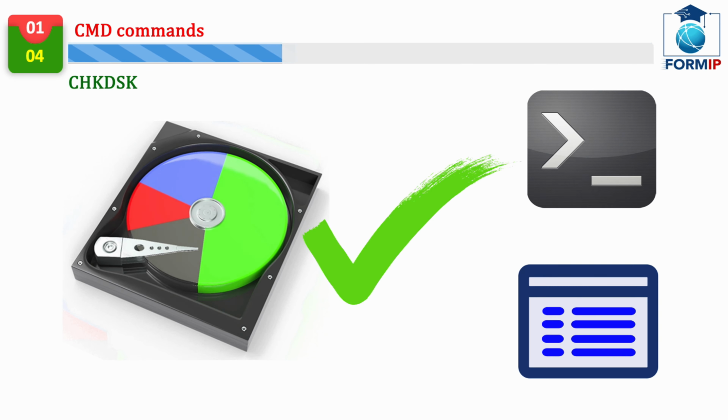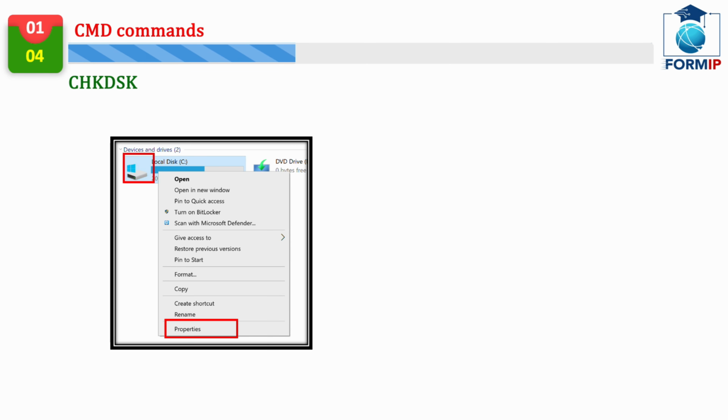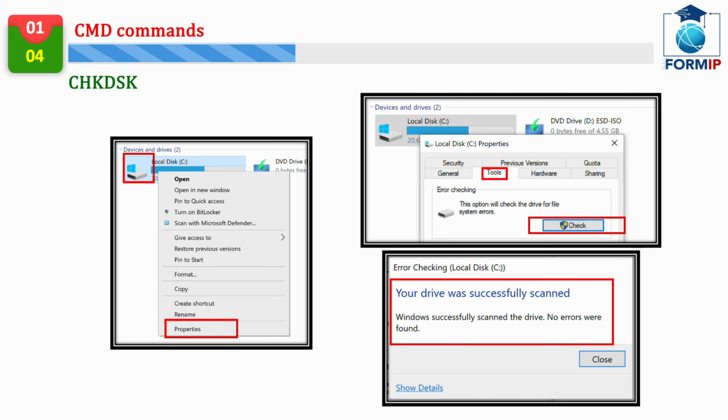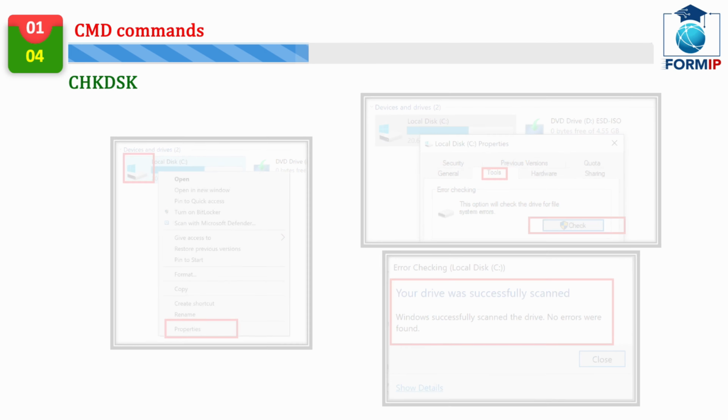Verification by the menus. To launch this tool without going through the command prompt, you need to right-click on the disk to be scanned and select Properties. Then, all you have to do is click on Check to start the error search. At the end of the analysis, a small pop-up will be displayed to give you the result of this check.